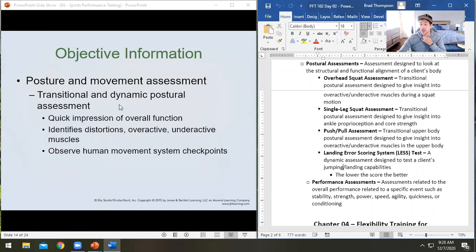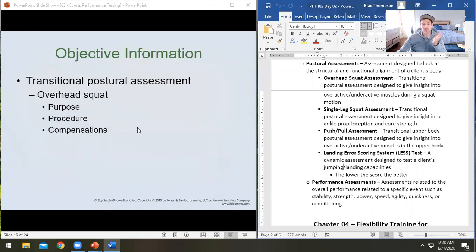Then we have our overhead squat. These are our dynamic assessments. The overhead squat is a postural assessment designed to give us insight into overactive and underactive muscles during a squat. I guess these are under the transitional category. I might be off on this. This is why these categories don't really lay this information out clearly, but I guess this is the transitional assessment. I apologize, but overhead squat, single leg squat, push and pull are transitional, and then the LESS test is dynamic.